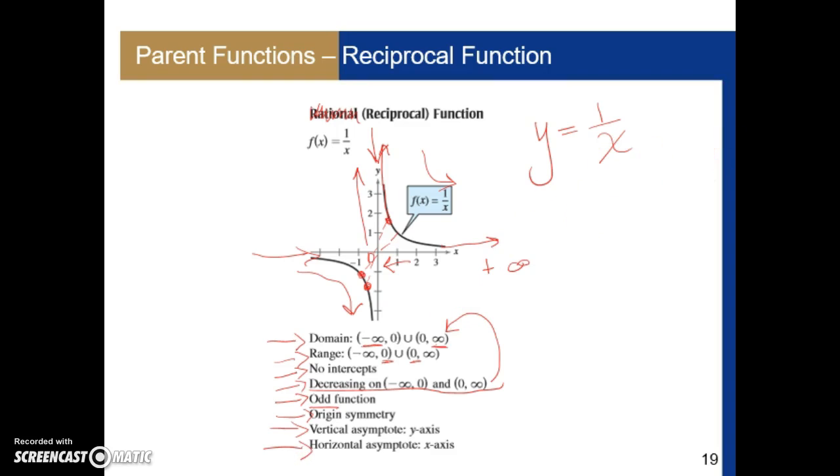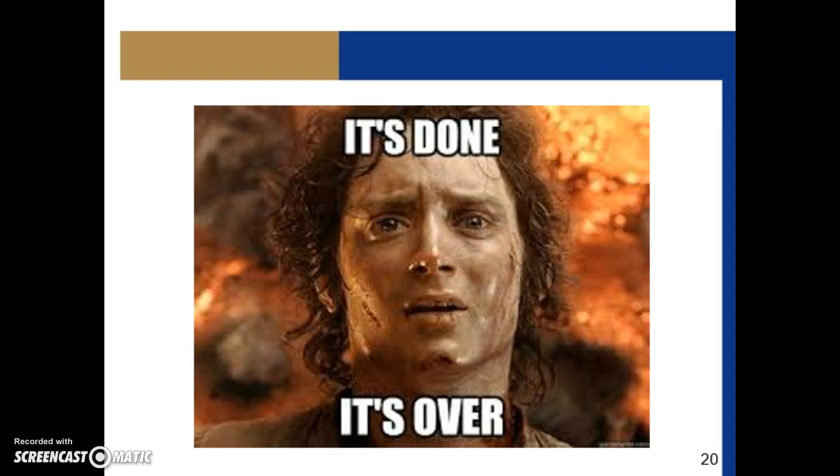So that's all, just an introduction to all the parent functions. Make sure you know their domains and ranges, because from here we're going to talk about performing transformations on those parent functions.